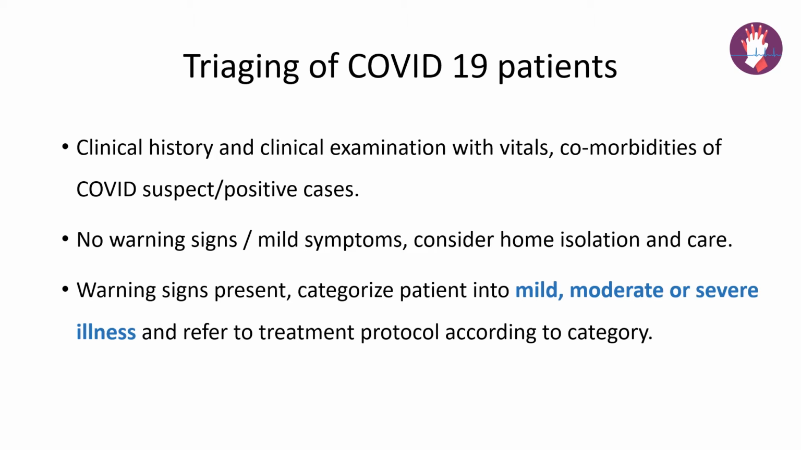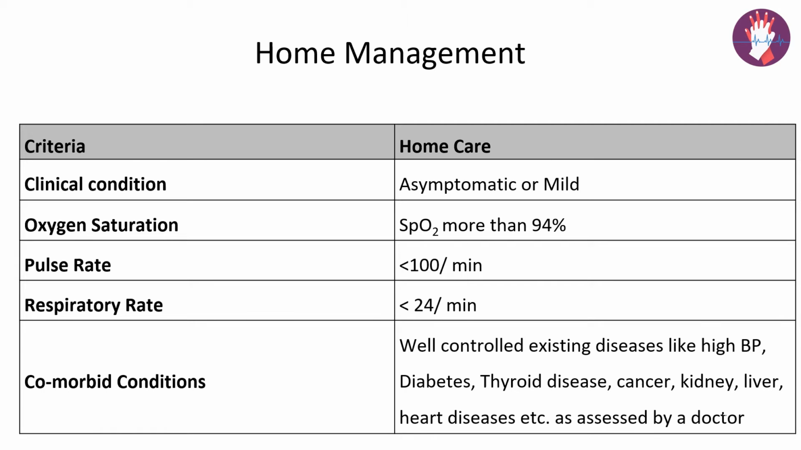Sometimes patients who do not have any symptoms or mild symptoms and with no warning signs can be considered for home isolation or COVID care center management and monitoring. If the warning signs are present, then we'll have to categorize the patient into mild, moderate, or severe and refer to the treatment protocol, which is going to be discussed shortly, for appropriate management.